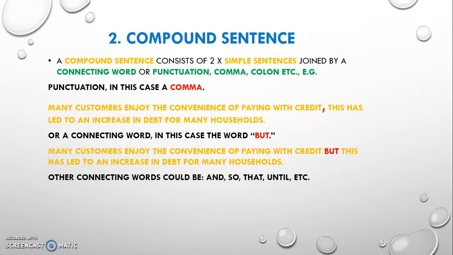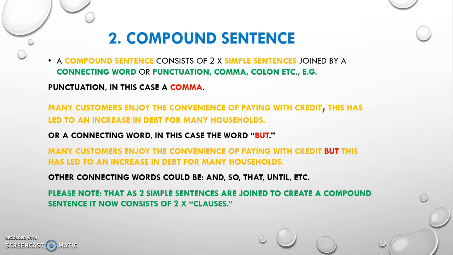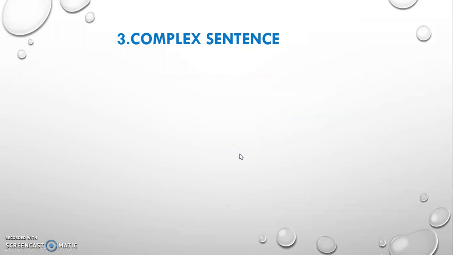Other connecting words could be and, so, that, until. There's a whole raft of words you can use to join two simple sentences. Please note that two simple sentences are joined to create a compound sentence, which now consists of two clauses. So a simple sentence has one clause. A compound sentence has two clauses. We'll now go on to the complex sentence, which consists of three or more clauses.